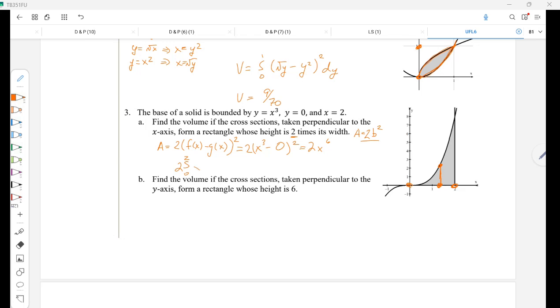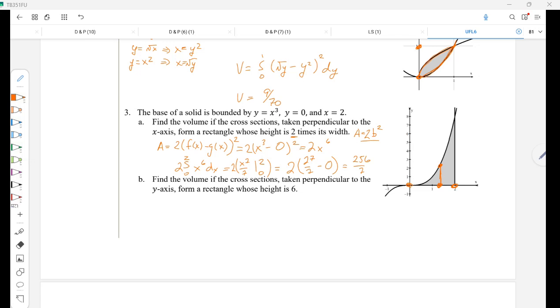I'll bring the 2 out front. x to the 6th dx, which is x to the 7th over 7, but times 2, evaluated from 0 to 2, which is really just 2 times 2 to the 7th over 7 minus 0. 2 to the 8th. 4 to the 4th. 16 squared. 256 over 7. Or 2, 4, 8, 16, 32, 64, 128, 256.